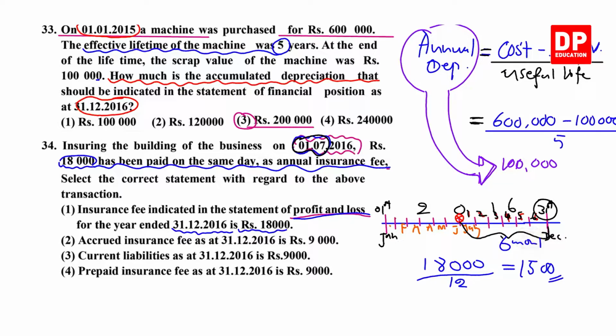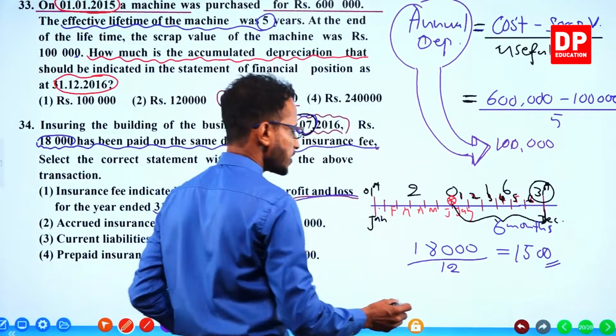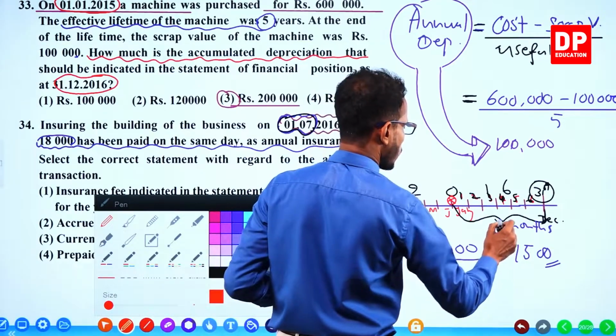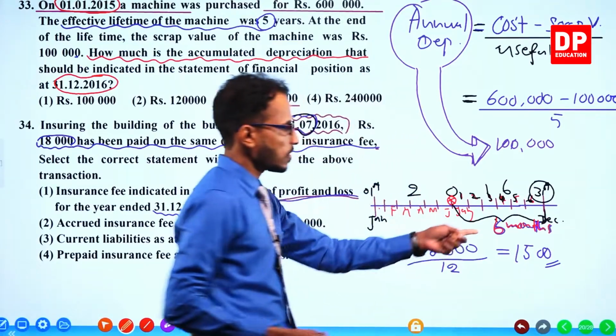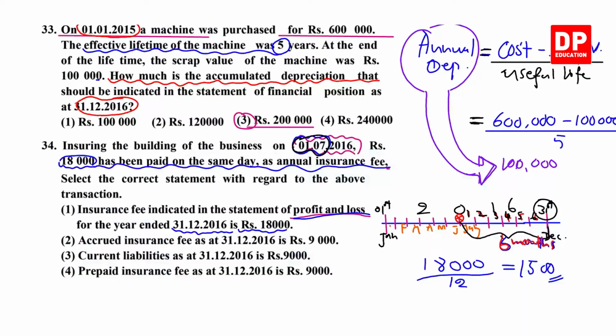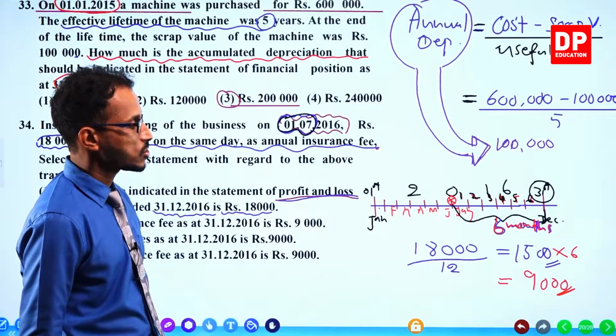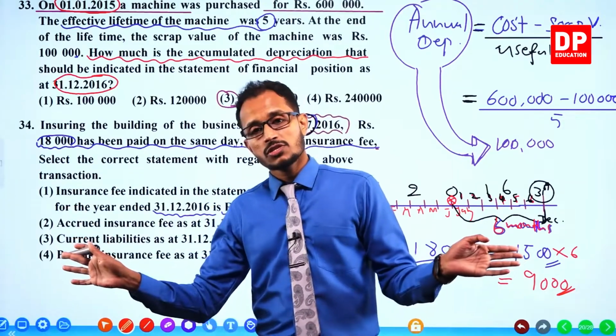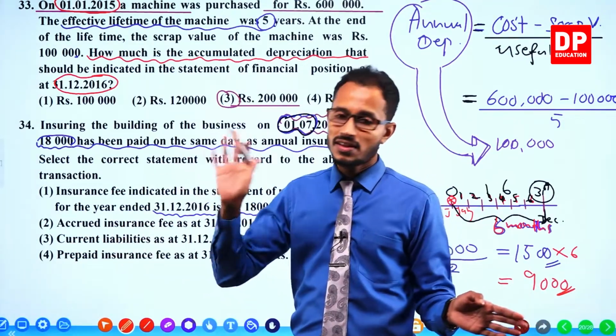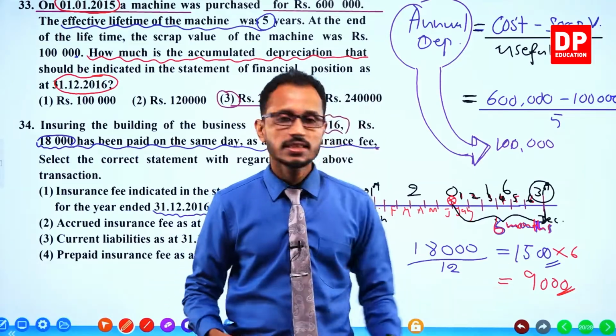So for 6 months, you multiply that by 6. 6 months is relevant for this year. So for this year, you multiply by 6 months and take 9,000. That is the relevant insurance from the 18,000 entire insurance expense. The relevant amount for this year is only 9,000.